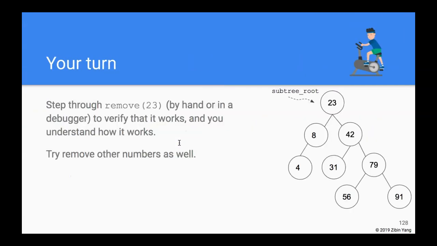Okay. Now, enough talking. As I said before, it's important that you step through the code either by hand, or you can step through the test code in the debugger to really understand how the removal works in a BST. And if you want more exercise to ensure that you understand everything, you can try to remove other numbers as well.